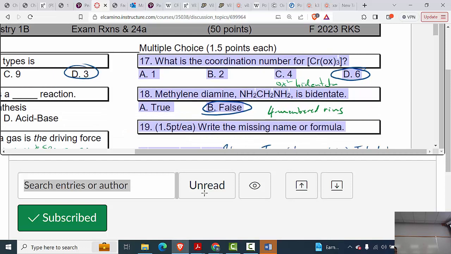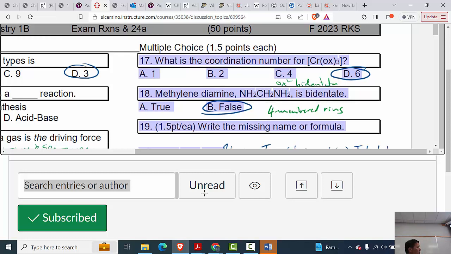Some of the other ligands that aren't in the book that I talked about, methylene diamine. Methylene diamine looks like ethylene diamine, but it's a little bit shorter, 1 carbon unit shorter. So this one's going to only form 4-membered rings. 4-membered rings are unstable. 3 and 4-membered rings. 5-membered rings are okay, and anything bigger is okay.